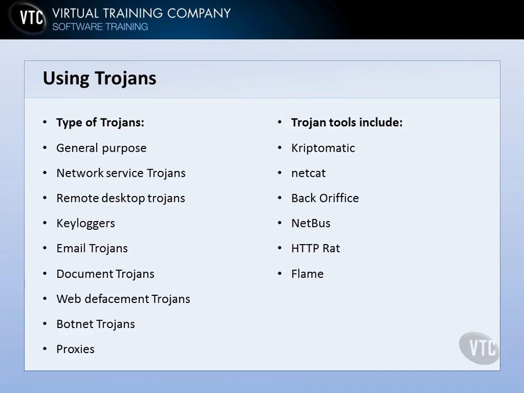But Back Orifice and NetBus are very popular Trojans. Netcat is the Swiss Army knife of hacker tools. You've probably heard that before. Cryptomatic is a wrapper tool. HTTP RAT is another good Trojan. Flame is a framework itself that we've seen in the news over the past couple of years very recently. So there's all kinds of Trojan tools out there, and we're going to demonstrate a couple of these in the next session.